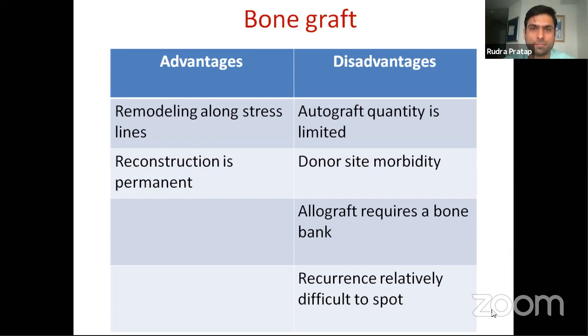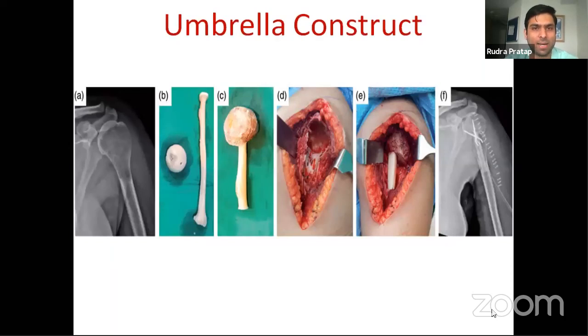The umbrella construct is a special type of autograft reconstruction technique which we utilize in case of a proximal humerus. In this, we use an allograft femoral head, which is denuded of its articular cartilage and then placed inside the hollow of the proximal humerus. It is then supported with a strut graft from either the radius, fibula, or a metatarsal strut, and these grafts are then fixed with the help of K-wires.